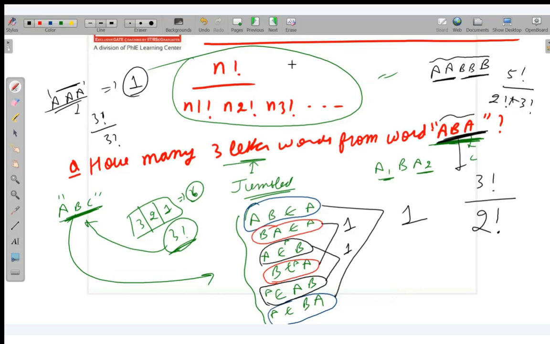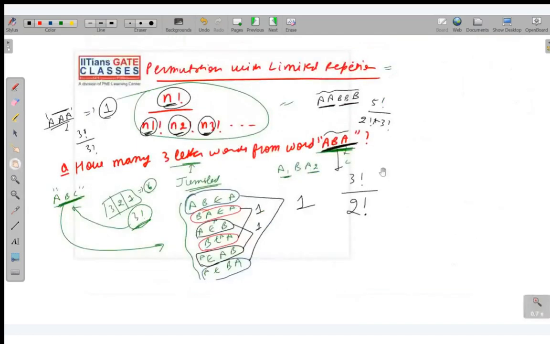Same is the case. N factorial divided by N1 factorial, N2 factorial, N3 factorial, and so on. So N is what? Total number of words. N1 is first repetition, N2 is second repetition, N3 is third repetition, and so on. And I think you have got it. Okay, please take snapshot. I will jump to the next slide. Okay, I'm jumping now.